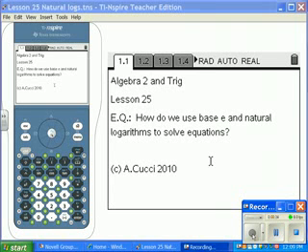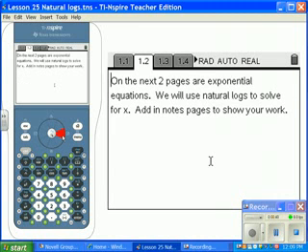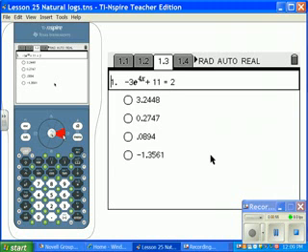Okay, so natural log and e are inverses of one another, so we're going to use those to solve these equations. Okay? So that's what we're doing today. All right, so next page. On the next two pages we have exponential equations. We will use natural logs to solve for x, and we're going to add in notes pages to show our work. Okay? So, let's look at the next page.